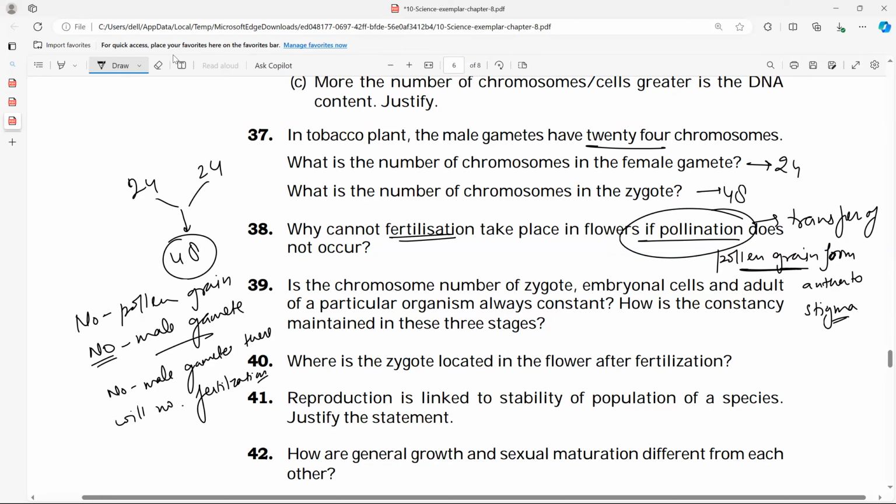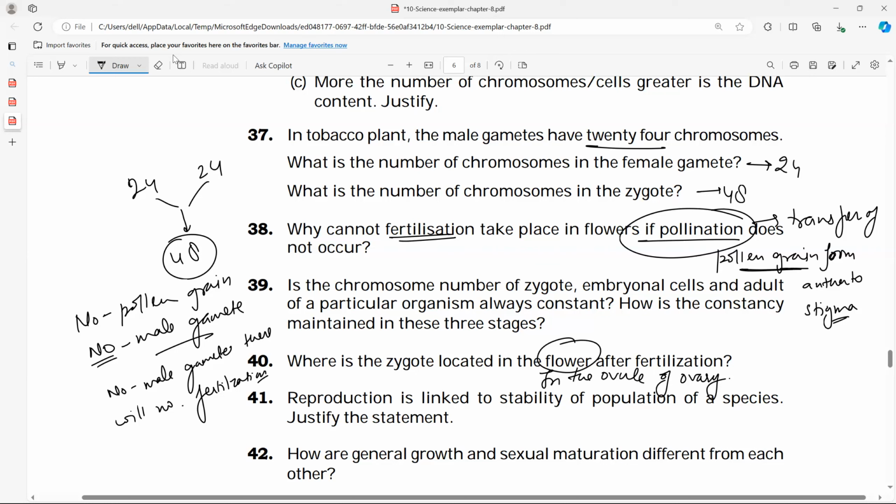Next, where is the zygote located in the flowers after fertilization? In the ovule. You have to write it. Where is zygote located in the flowers after fertilization? In the ovule of ovary. It is asking in the flower, so if it is in the flower after fertilization, it will be in the ovule of ovary.